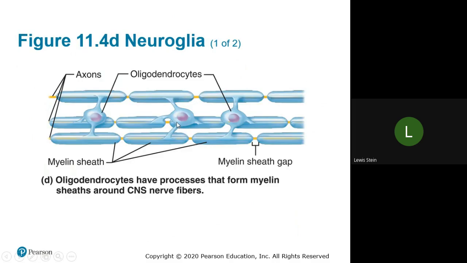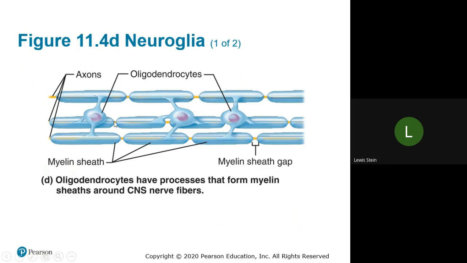And what's interesting, you have a cell here, and when we look at the other ones in the peripheral nervous system, we're going to look at what are called Schwann cells. Schwann cells are individual cells that sort of jelly roll wrap around an axon, one at a time.